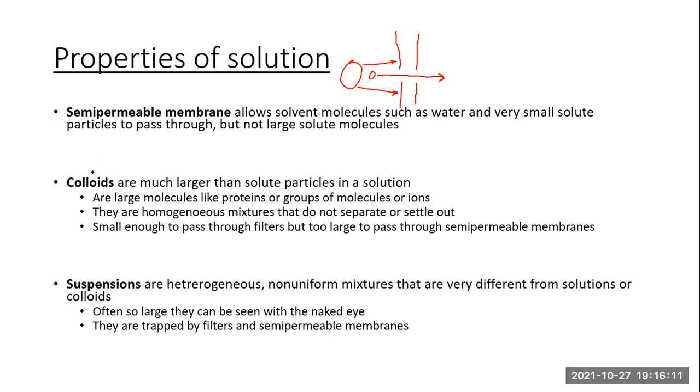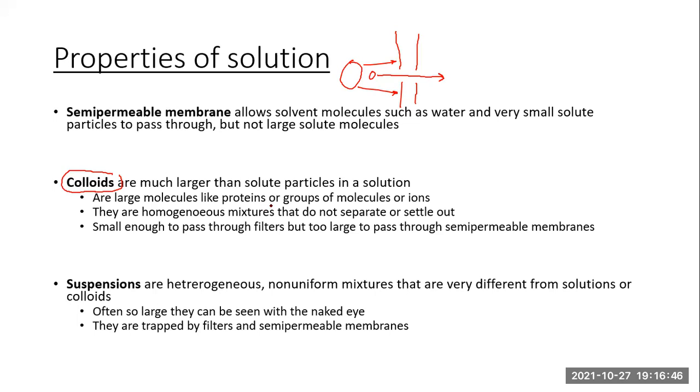Colloids are much larger than solute particles in solution. Remember that a solution is made up of a solute, which is the smaller part of the solution, and the solvent, which is the larger part of the solution. And things that are colloids are much larger than those. They are large molecules like groups of proteins, or groups of molecules or ions together. They are homogeneous mixtures, which means they look the same throughout. They don't separate or settle out.